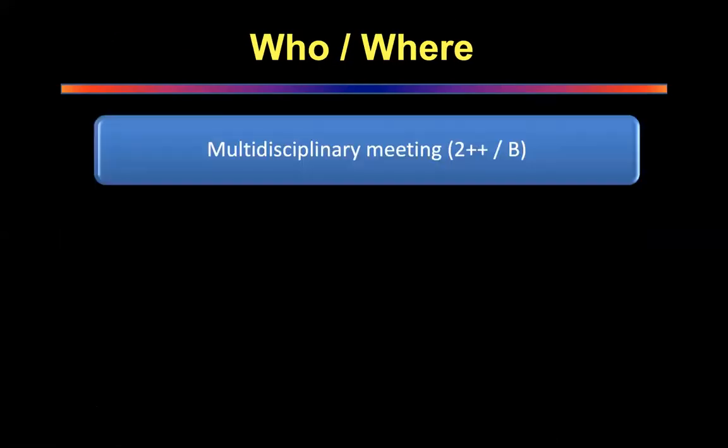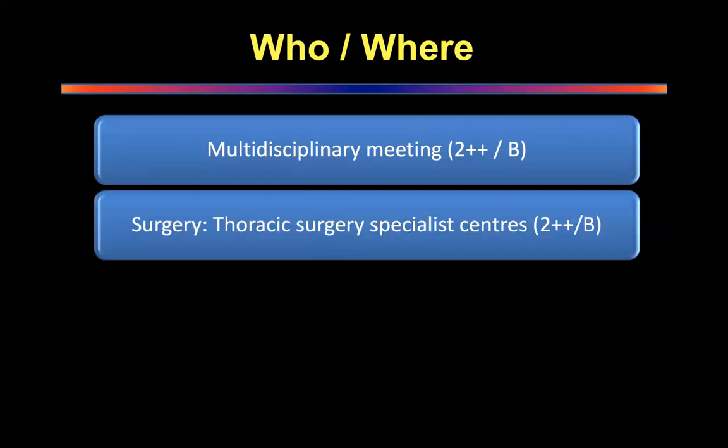What centers should do it? All surgeries should go through tumor board, mandatory. Tumor board must include a thoracic surgeon, pulmonary oncologist, pulmonary radiotherapist, pathologist, radiologist, and a pulmonologist. It's mandatory. Thoracic surgery should not be done in small centers, small hospitals. It should be done in specialist centers because this is complex surgery.